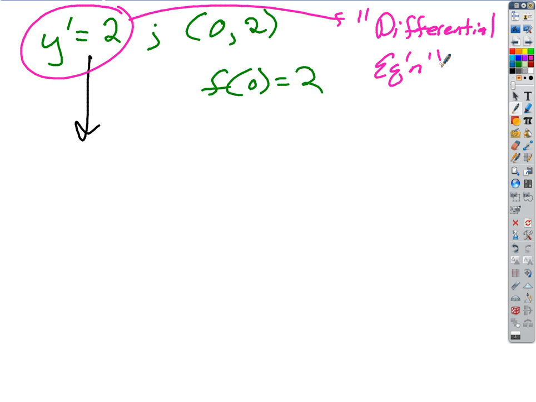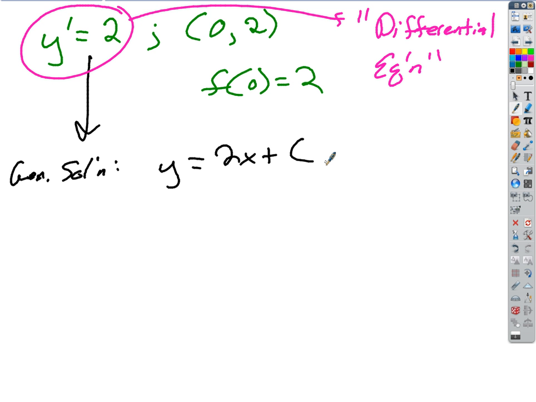It's a differential equation, and what, you might ask, in the heck is a differential equation? A differential equation is simply an equation that involves one or more derivatives. That's it, okay? And we're going to solve this differential equation. When we're done with it, what do you think it means to solve a differential equation? All right, so you've already told me that the general solution was y equals what? 2x plus c.